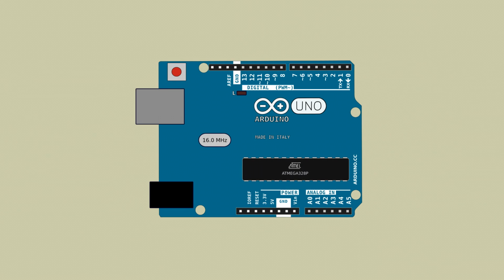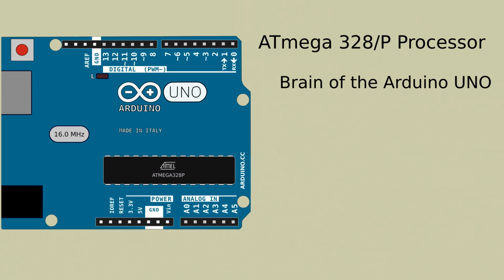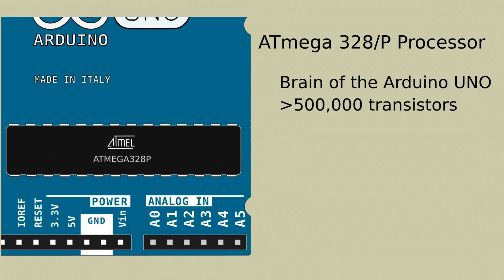You've probably heard that computers are made up of large numbers of switches. It's true. The 328p processor at the heart of the Arduino has hundreds of thousands of switches. In this video, we'll be looking at some of the simplest ones that can be used to directly control devices.